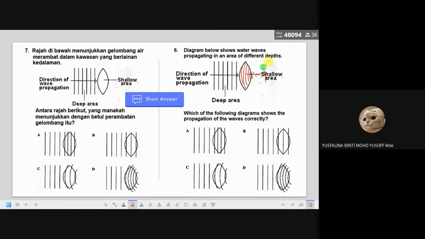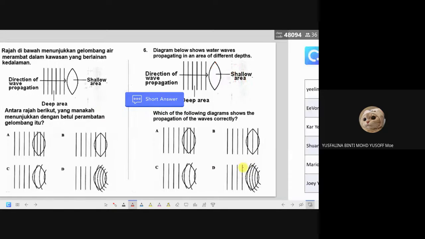Then if we go back to the initial wavelength here, like the deep area, so you go back to the deep area here for the wavelength. So the answer should be D.